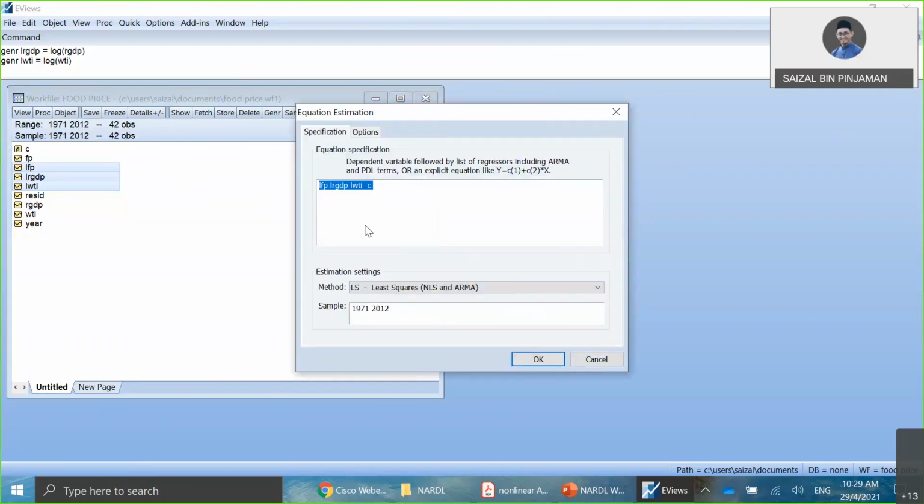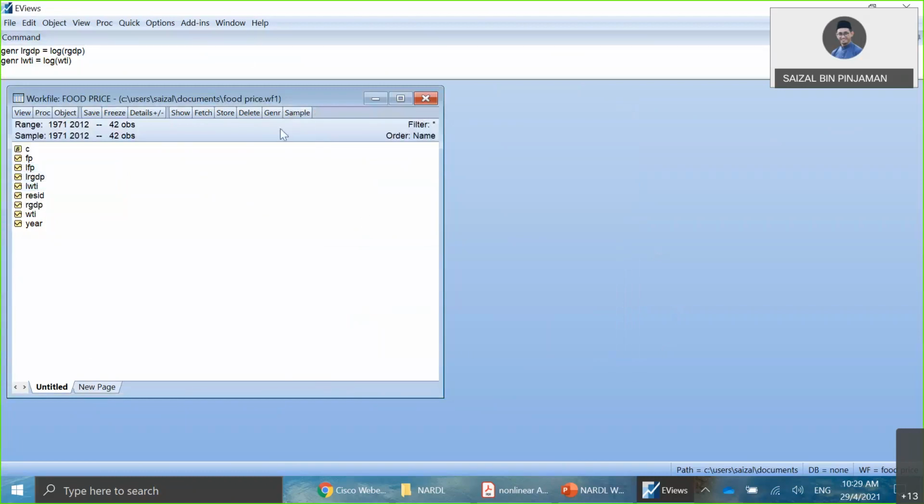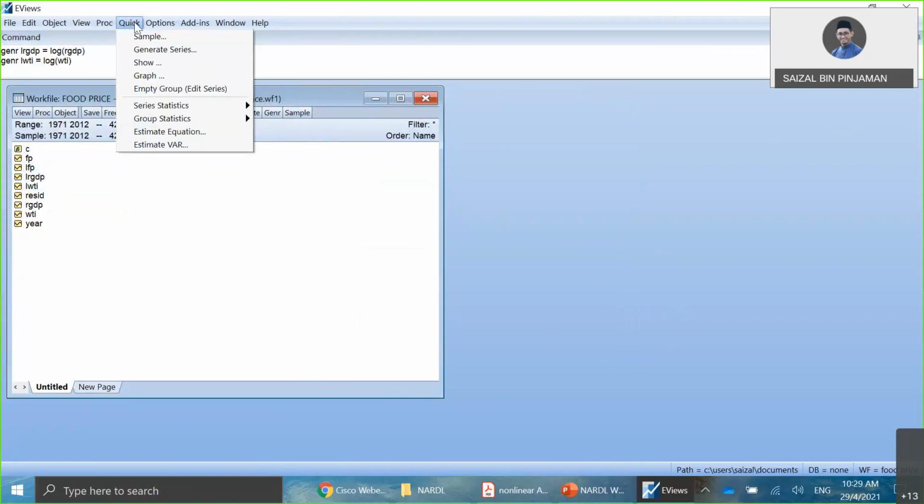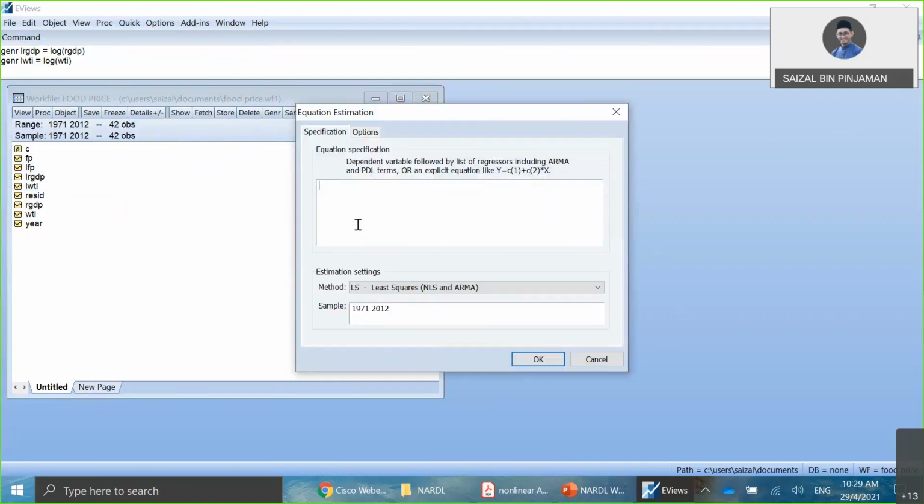Here, this is one of the methods to run the equation estimation. Apart from that, you can also click the quick button and then choose estimate equation. But in this case, you have to type the equation on your own. It is okay for us to use this if we have a small number of variables.